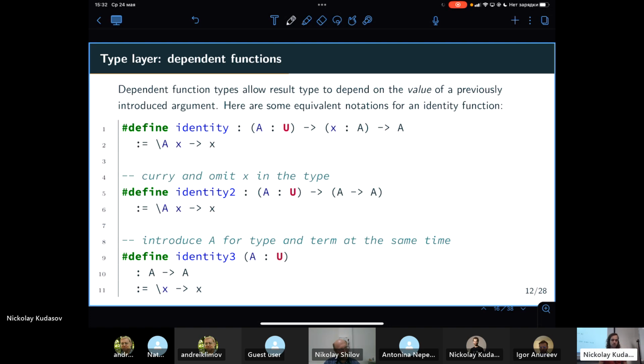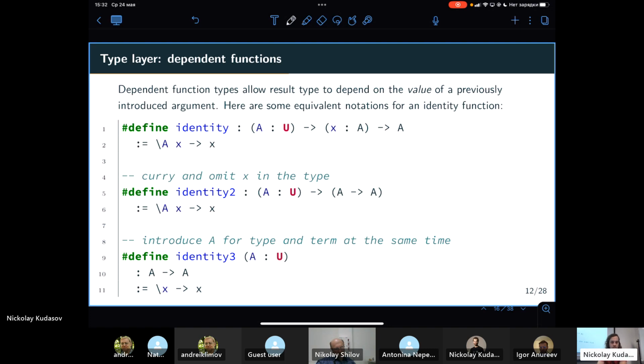So we'll start with dependent functions. The idea of dependent function types is very easy. It's a function, but the type of the result may depend on the value of the argument. So here we have three different definitions of an identity type, and the purpose is first to show the dependent functions, but also to show you different syntax so that you're not scared of it when it is used later.